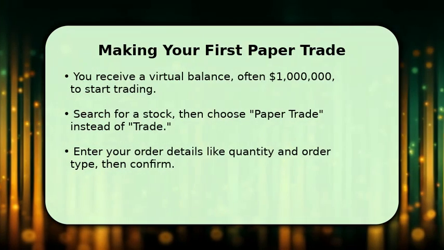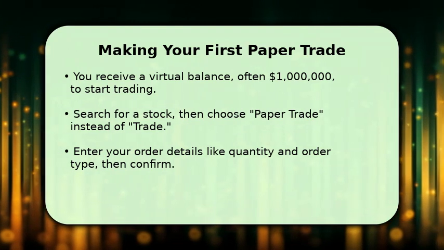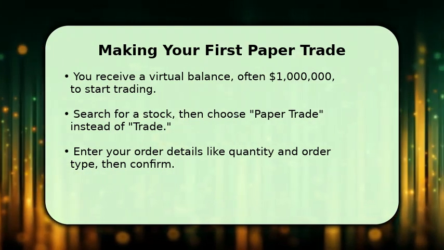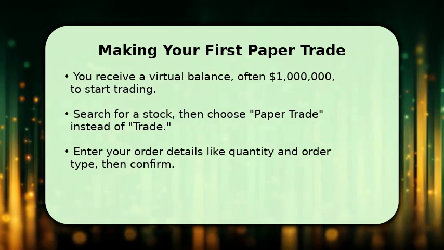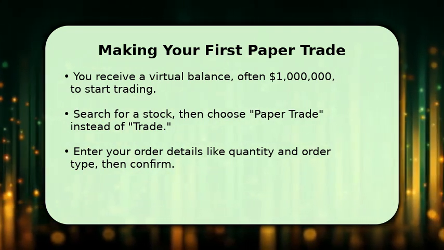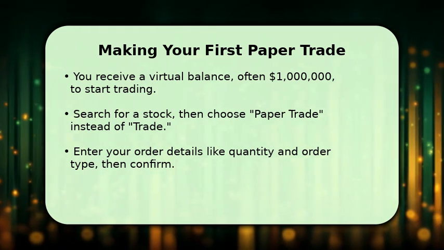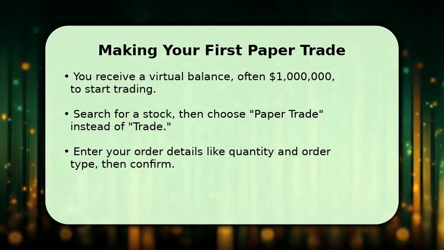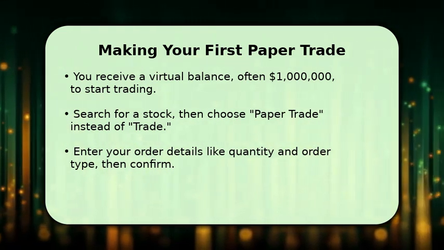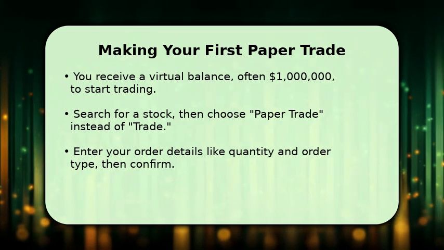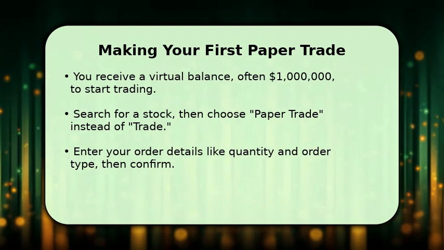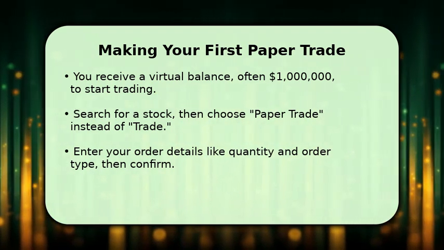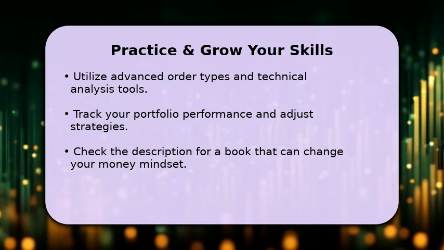Once in the paper trading environment, you'll notice you have a substantial virtual balance, typically $1 million, to practice with. To place a trade, simply search for the stock or asset you're interested in, just as you would for a real trade. When the order screen appears, make sure you select the paper trade option, not the live trade button. Then, input your desired quantity, choose your order type, and confirm your simulated purchase or sale. It's that simple.